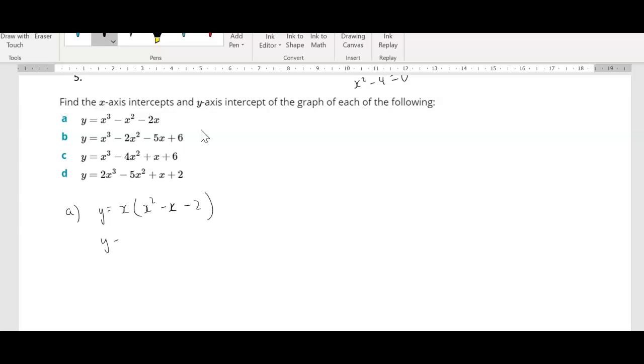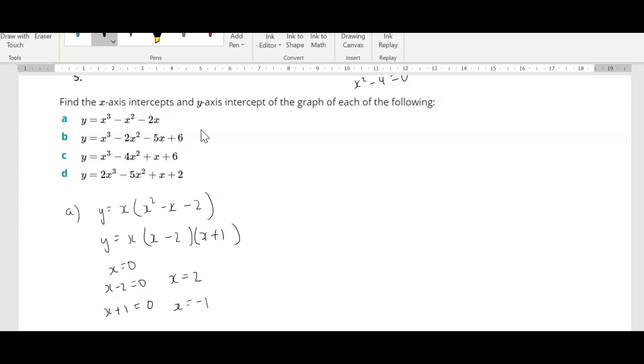All right, so then we've got y equals x, and then I'm going to factorize the x squared minus x minus 2. So we can have x minus 2, x plus 1. So that means x equals 0, or x minus 2 equals 0, or x plus 1 equals 0. So we've already got one solution, x equals 2. Sorry, x equals 0, or x equals 2, or x equals negative 1.